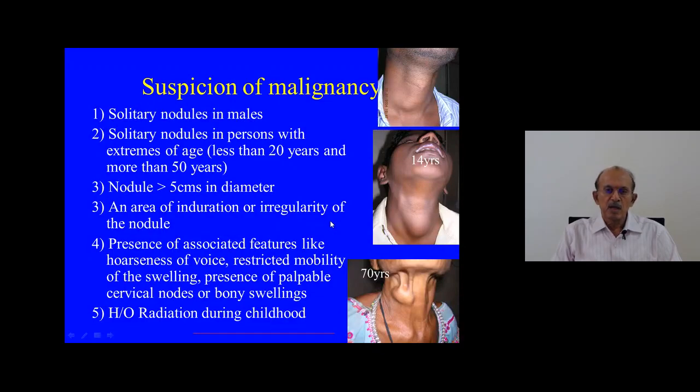So if it is an anaplastic carcinoma, and the patient is having stridor, then the best thing you do is the isthmusectomy. You remove the isthmus of the gland. That will make the patient free from the tracheal obstruction.